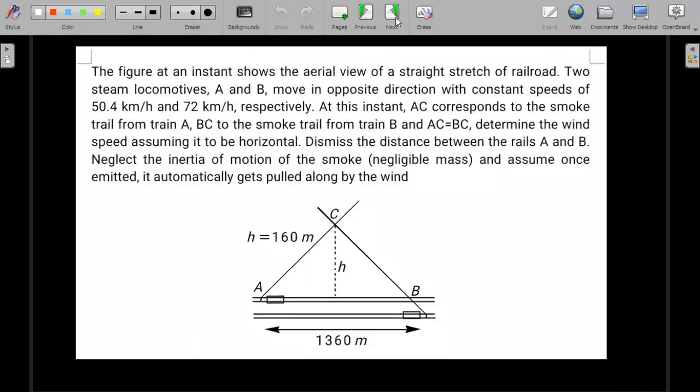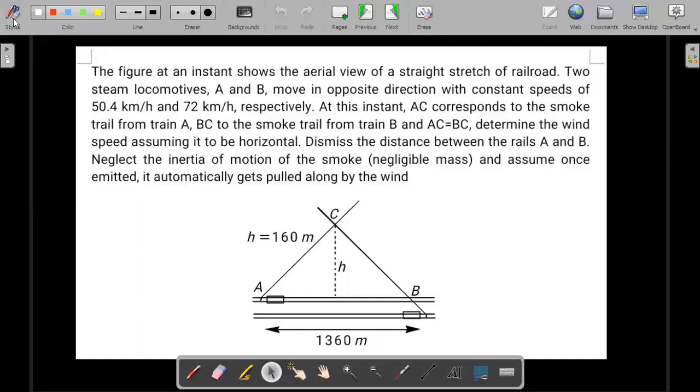The figure at an instant shows the aerial view, that is a top view of a straight stretch of railroad. Two steam locomotives, that is nothing but trains, A and B, move in opposite directions with constant speeds of 50.4 kmph and 72 kmph respectively. At this particular instant of the picture that is shown, AC corresponds to the smoke trail from train A and BC corresponds to the smoke trail from train B. And at this instant when the picture was taken, the length of AC is equal to BC.